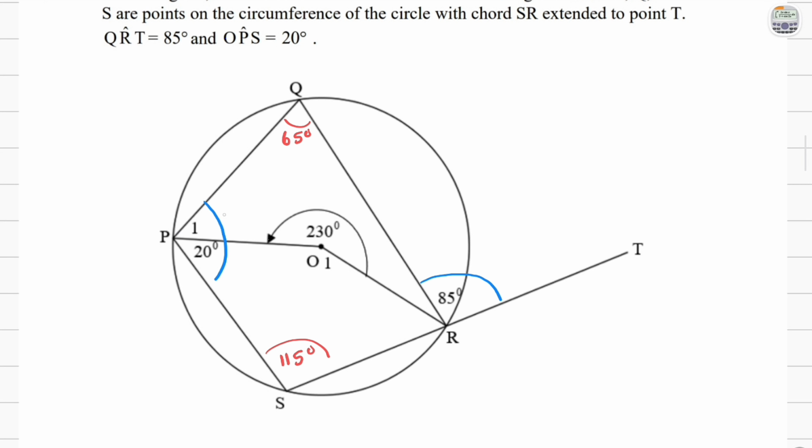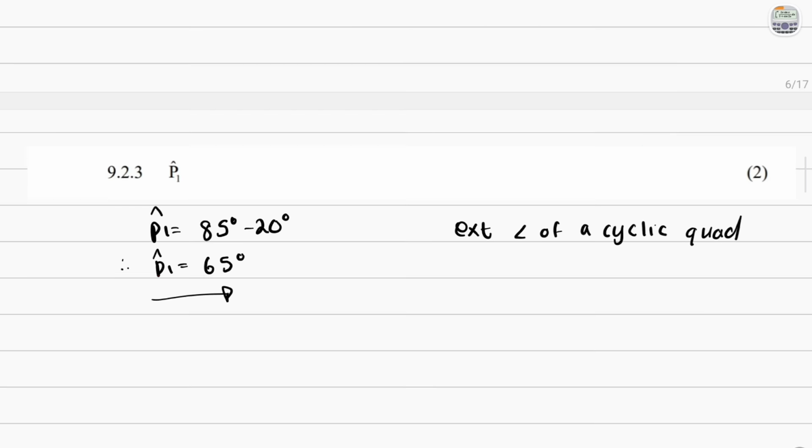So we'll say angle P1 is equal to 85 degrees minus 20 degrees. So angle P1 is equal to 65 degrees. And the reason was because of the exterior angle of a cyclic quad. So that is our answer, and we put that down so we know that angle P1 is equal to 65 degrees. Moving on to the next question.